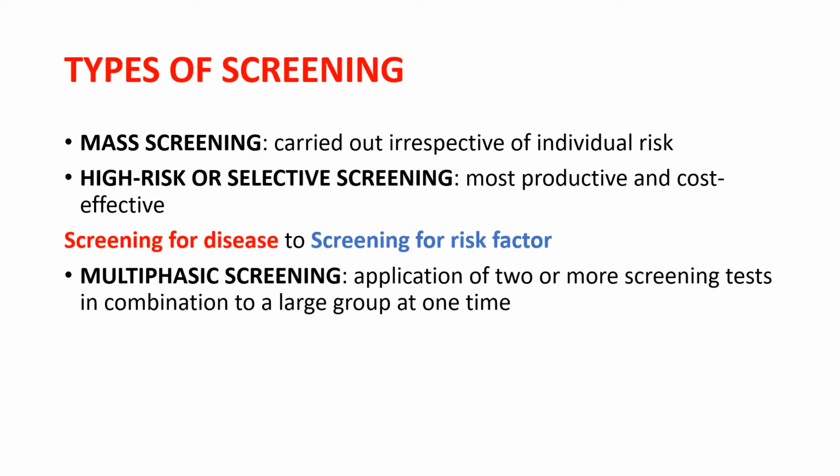So what are the different types of screening? There can be mass screening carried out irrespective of individual risk, but these days it is being avoided for the cost involved. Then there is high risk or selective screening, which is the most productive and cost effective. Increasingly we are shifting from screening for disease to screening for risk factors, that is, we are more and more shifting towards high risk screening. Then another type is multiphasic screening. It is the application of 2 or more screening tests in combination to a large group at one time.